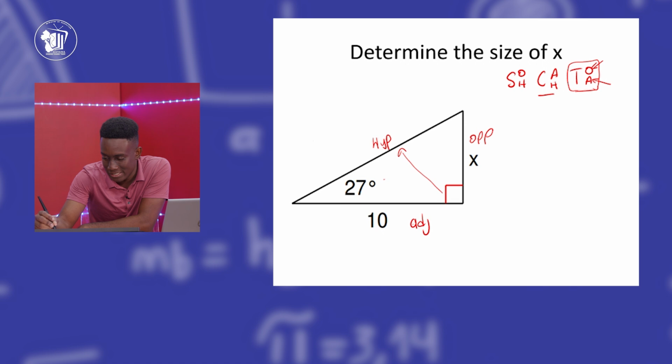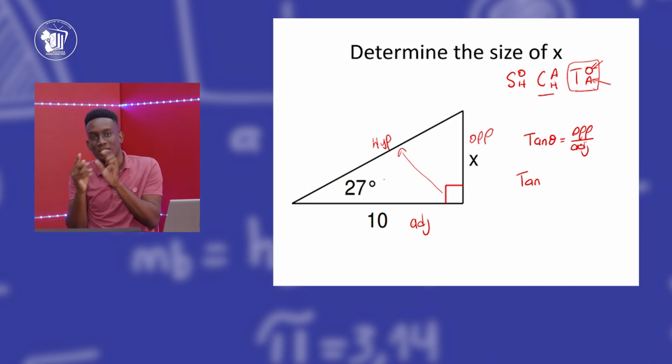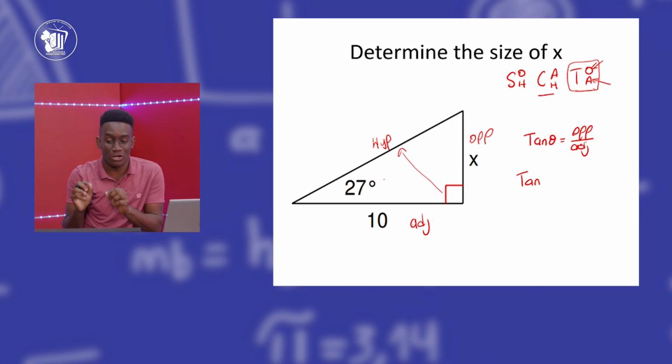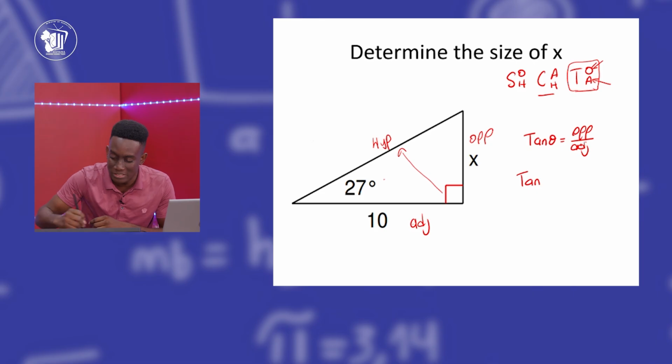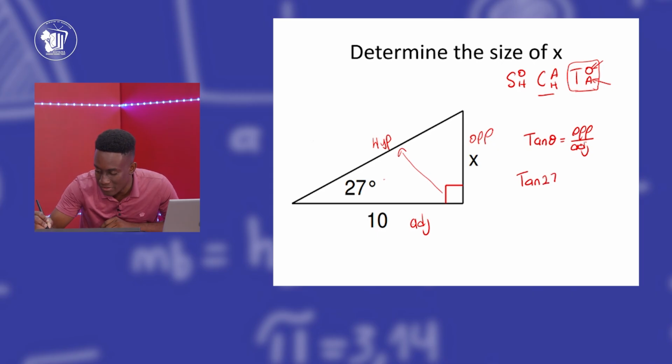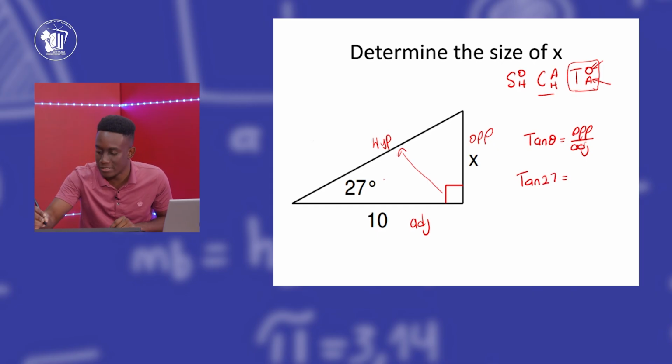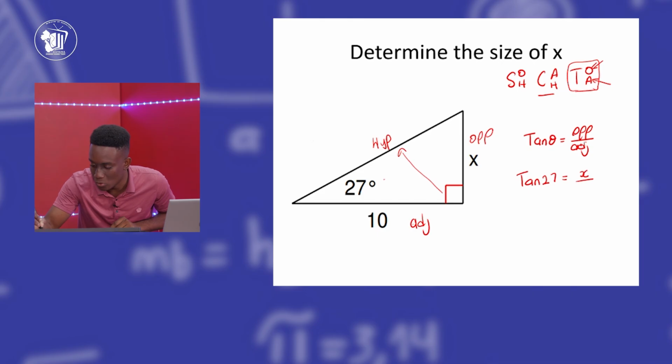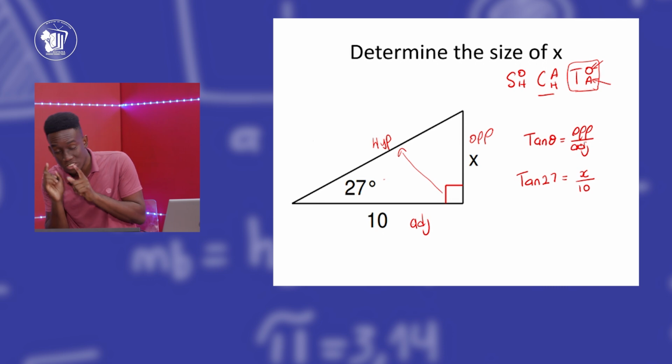So we can say tan theta is equal to the opposite over the adjacent. Now theta is always used to represent an angle. Whatever angle you use as reference to find the opposite and adjacent sides, that will be theta. So theta in this case would be the 27. So tan 27 is equal to the opposite, which is x, over the adjacent, which is 10. Now it's just for us to solve for x.